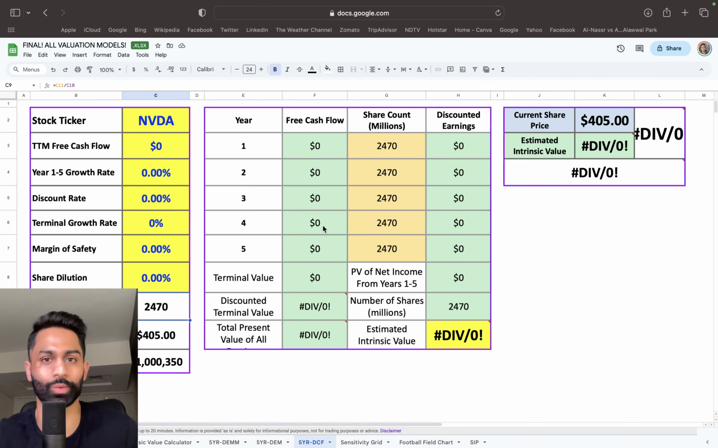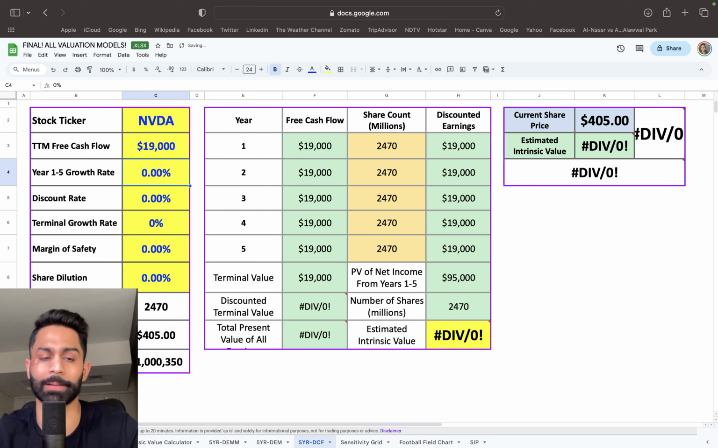To better understand, what does Nvidia need to do in order to justify today's valuation? We already got Nvidia over here, trailing 12-month free cash flow. We're going to put in 19 billion. That's going to be that number. So again, this is based on a 35% margin, which I doubt Nvidia is going to be able to do. I think it's going to be closer to $16-17 billion. But I'm being optimistic here.